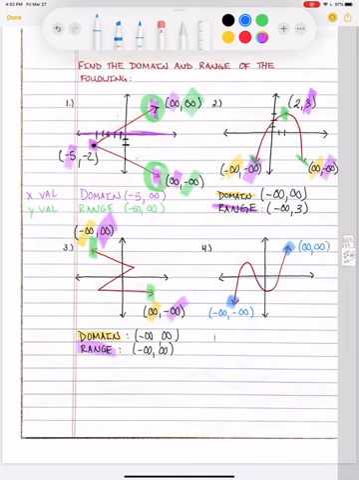So again, my domain and my range are both going to be the same. Domain, again, deals with your x values, so from negative infinity to positive infinity. Range is your y values, but they're the same, so negative infinity to positive infinity.